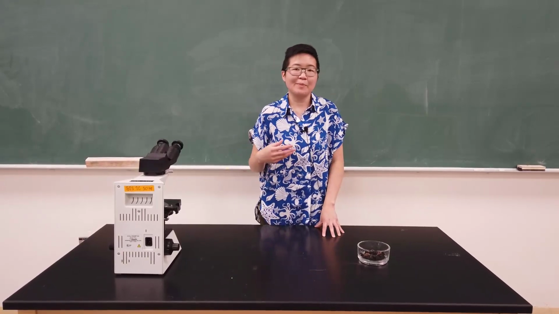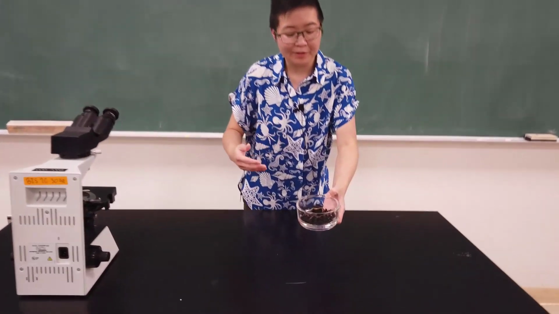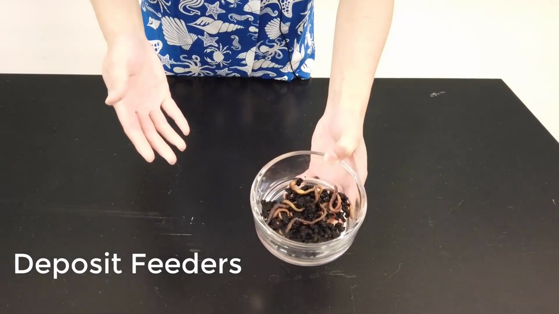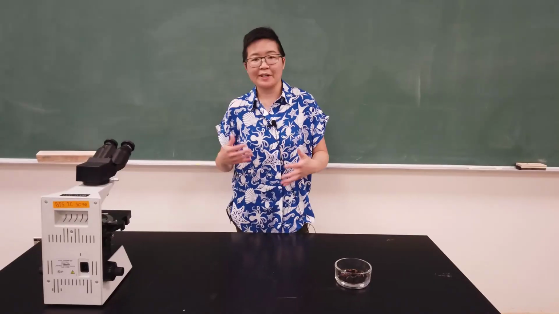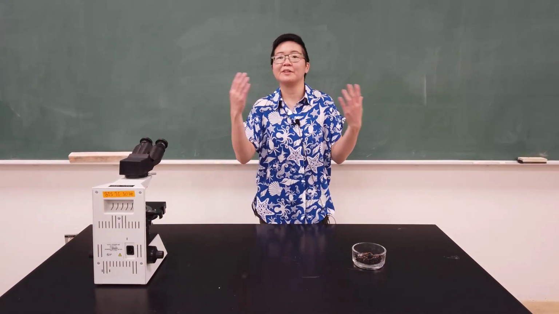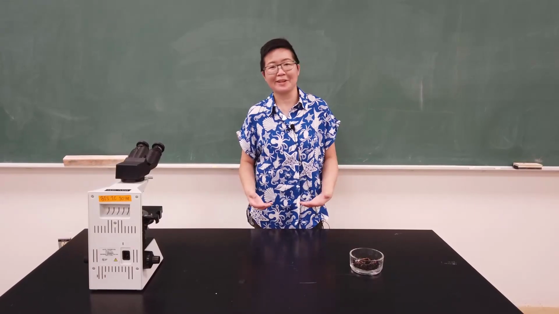For instance, some animals, like earthworms, simply eat particles that are deposited on the surface. They are known as deposit feeders. There are also aquatic animals that feed on food particles that are suspended in the water. These are known as suspension feeders. Let's look at a few examples.